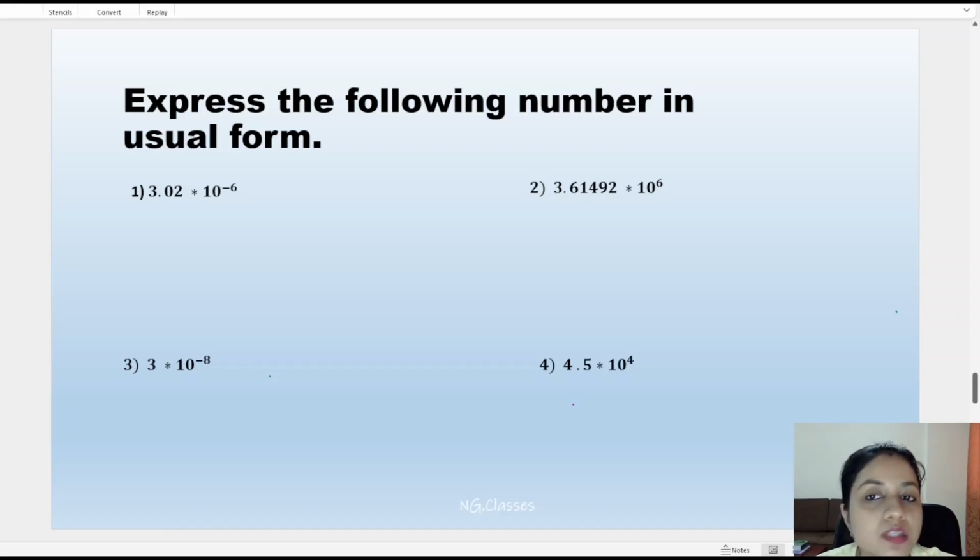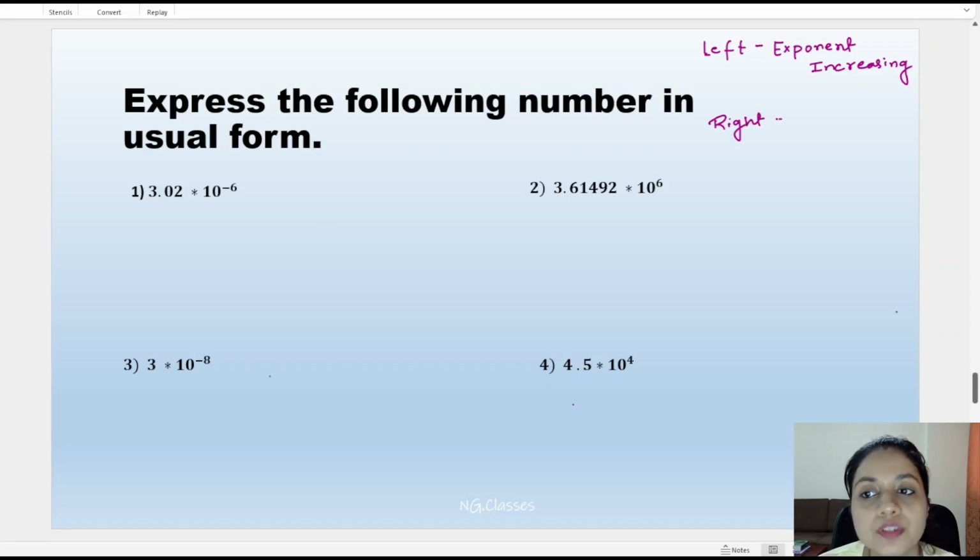Now let's do few more questions. Here we have to express the given number in its usual form. So standard form is already given and we have to write in its normal form or usual form. So as we know, whenever we were moving towards the left direction, the exponent was increasing, right? We were getting the positive exponent, or we can also say the exponent was increasing. And whenever we were moving towards the right direction, we were getting the negative exponent. That means the exponent was decreasing. Now let's see question number 1.